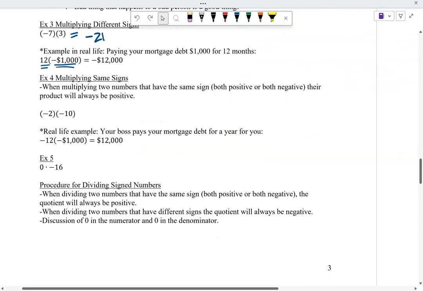Let's do some multiplying same signs. So a negative times a negative is a positive.